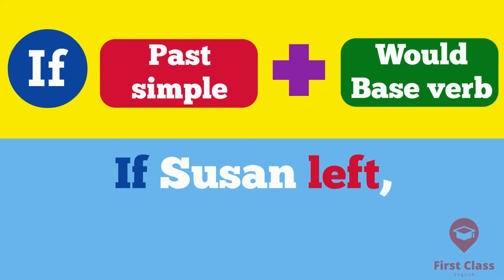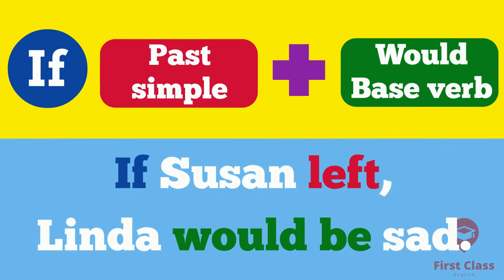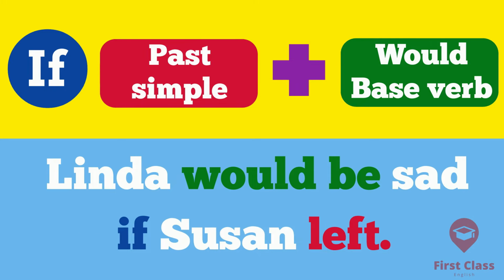Or, if Susan left, Linda would be sad. Notice how we always use a comma after the if clause. You can also change the order of the clauses without changing the meaning of the sentence. Now our sentence reads, Linda would be sad if Susan left. Notice how we don't need a comma when if is in the middle of the sentence.